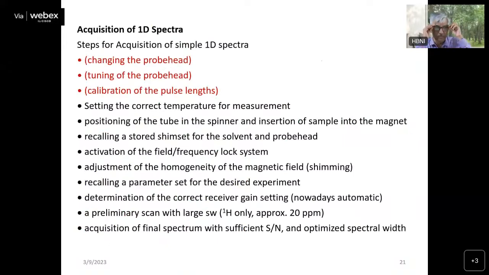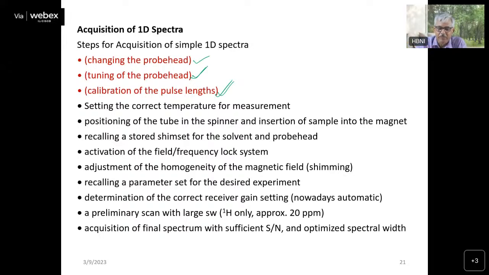So this is the summary of how one acquires a 1D spectrum. First, suppose you are going to record a spectrum, you must see whether you want to record a phosphorus NMR but your probe head is for proton NMR, so you have to change the probe head. If you change the probe head, you have to tune it, and then do the calibration of the pulse length. We will see how to do that later on.